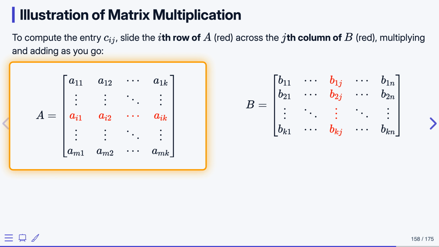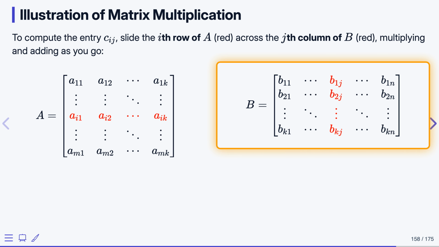This picture shows the multiplication rule in one glance. The left matrix is A with one whole row marked in red, the ith row. Its entries are a sub i1, a sub i2, and so on to a sub ik. The right matrix is B with one whole column marked in red, the jth column. Its entries are b sub 1j, b sub 2j, and so on down to b sub kj. Both red strips have the same length, k. That is exactly why the inner sizes must match. The next slide pairs them up.